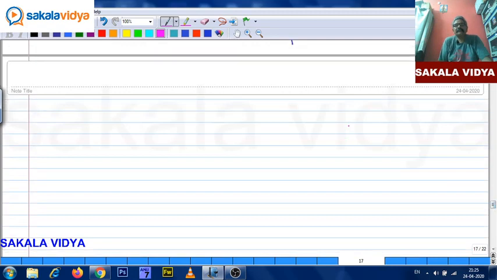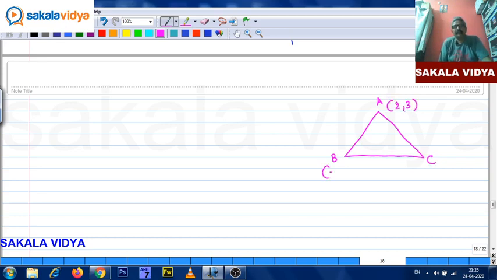So, let us do it in a separate page. This is the triangle ABC. A coordinates are (2, 3), B coordinates are (-2, 1). For the locus of C, we need to find (x, y). Centroid means the point of intersection of the medians, say G, we do not know. This moves on the line 2x + 3y = 1.